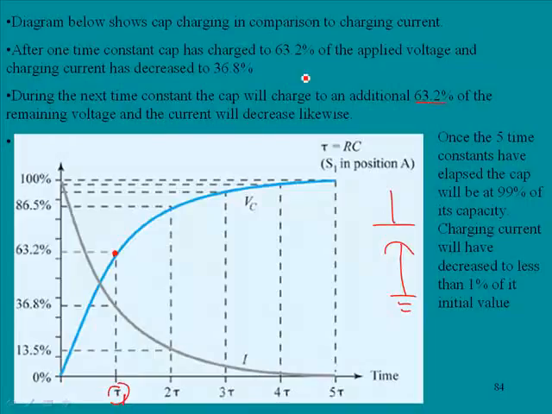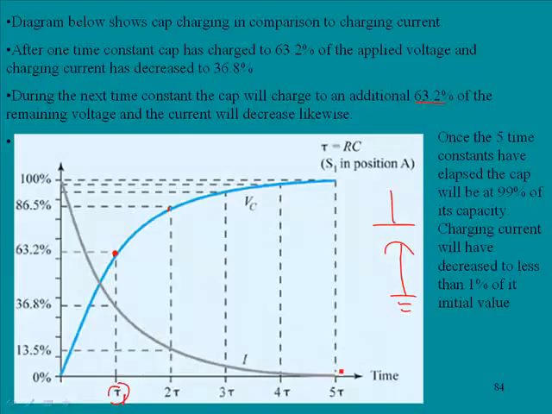Okay, what does that mean? Well, here we're at 63.2% of the applied voltage, and the cap will charge to 63.2% of what is left over between here and the applied value. It will continue to do this through 5 time constants, and the current will be decreasing at the same ratio. After 5 time constants, the cap will be at 99% of its value, and the current will decrease to less than 1% of its initial value.